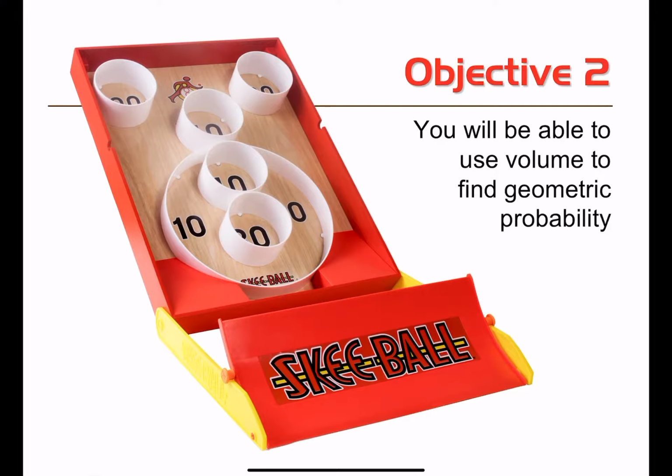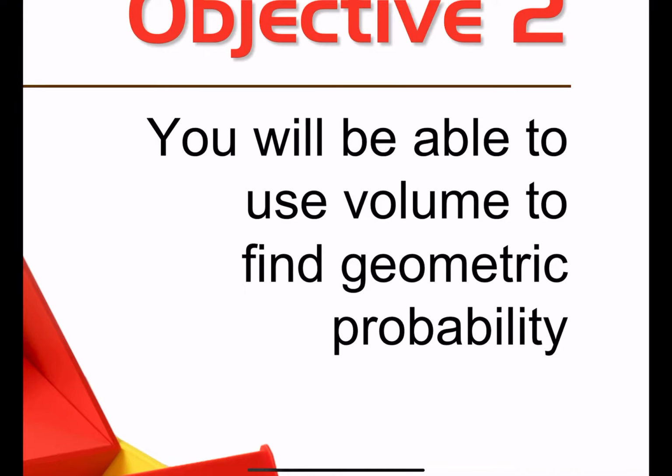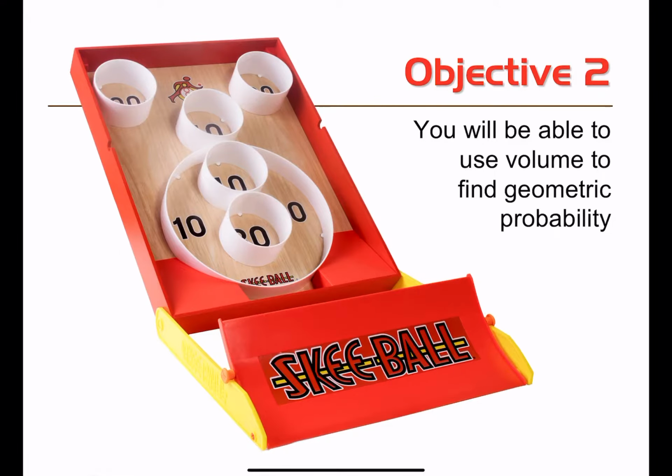For objective 2, you will be able to use volume to find geometric probability. So remember, probability here is just a measurement of how likely an event is to happen, and we're using geometric probability when you have an infinite number of things that you're trying to count up.